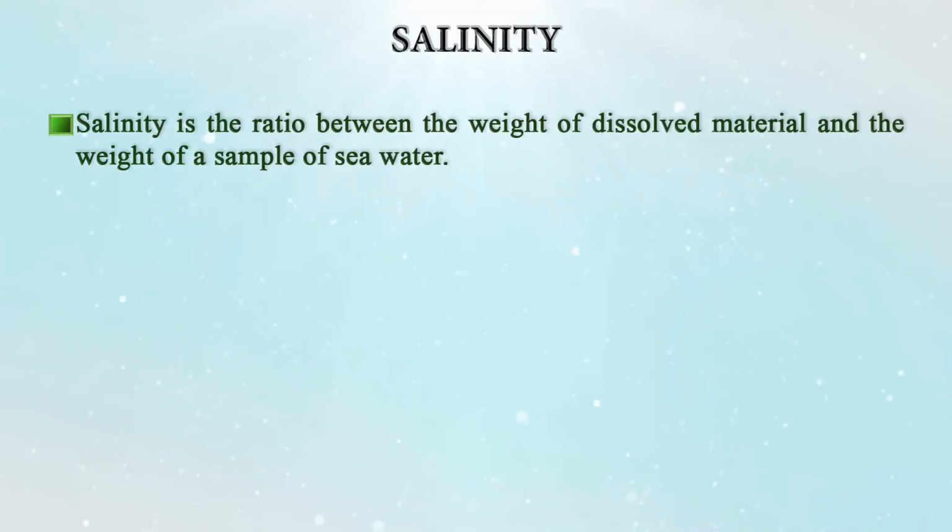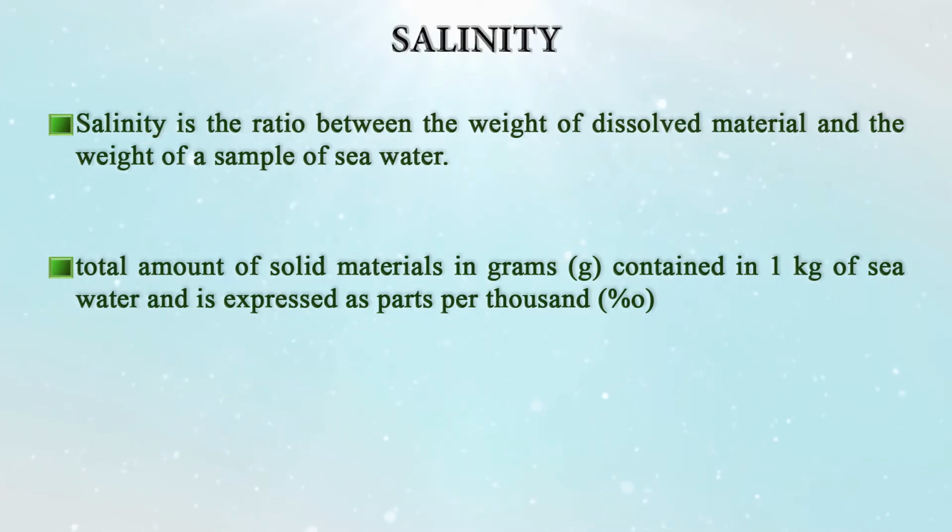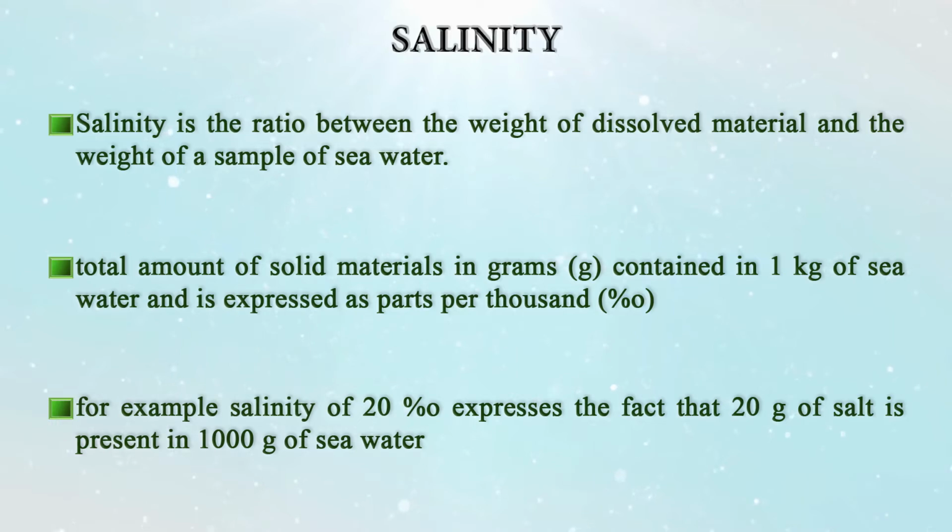So we can define salinity as the ratio between the weight of the dissolved material and the weight of a sample of seawater. So the total amount of solid materials which is calculated in grams contained in 1 kilogram of seawater and is expressed as parts per thousand. So let me explain. If we say salinity is 20 per thousand, it means 20 gram of salt is present in 1000 grams of seawater, because 1 kilogram is equal to 1000 gram. So per cent is per 100 and per thousand is per kg. So salinity is expressed in terms of the amount of grams of salt contained in 1 kg or 1000 grams of seawater.